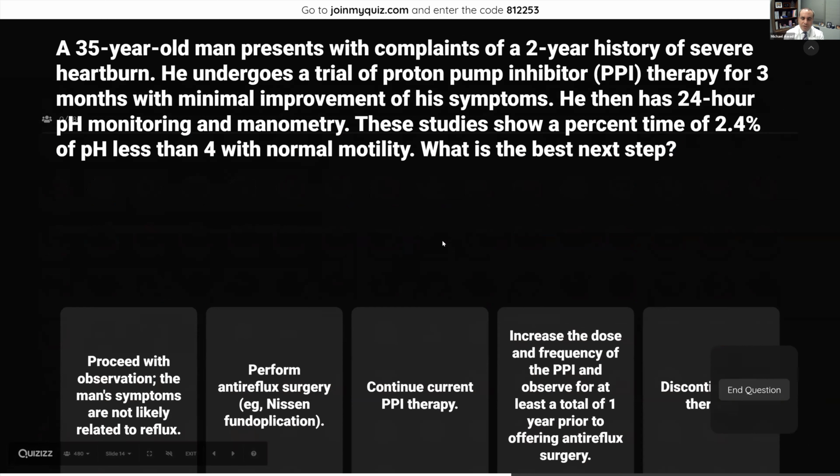All right, our next patient. A 35-year-old man presents with a 2-year history of severe heartburn. He undergoes a trial of proton pump inhibitor therapy for 3 months with minimal improvement of his symptoms. He then has a 24-hour pH monitoring and manometry. These studies show a percent time of 2.4% of pH less than 4 with normal motility. What is the best next step? Proceed with observation, the man's symptoms are not likely related to reflux. Perform anti-reflux surgery, such as a Nissen. Continue with current PPI therapy. Increase the dose and frequency of the PPI and observe for at least a total of 1 year, or discontinue therapy.